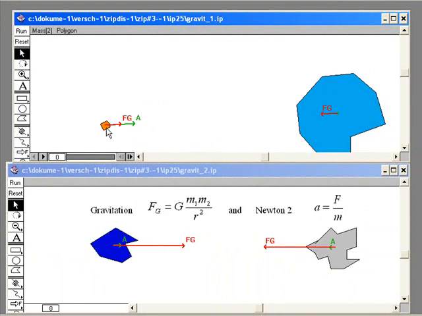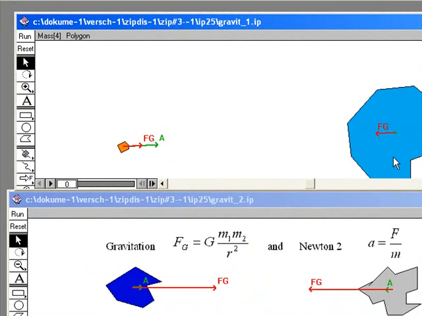So here we have a small object, here we have a large object, meaning a large mass and a small mass. Notice that the forces on either one of them are the same, because that's what Newton's gravitational law says, and it's also what Newton's third law says, that there are equal and opposite forces.